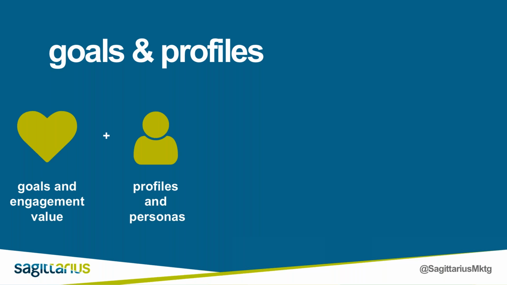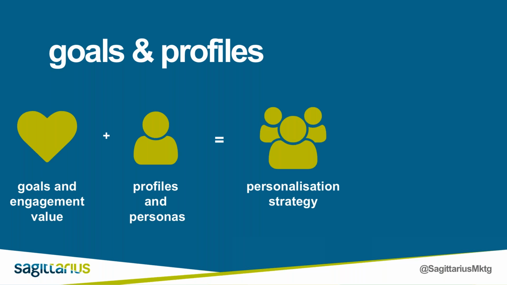There's profiles and personas, which is used to establish the type of user, the type of product they're looking for, or where they are in the purchase funnel. And ultimately, those two things combined lead to your personalisation strategy, which delivers much improved ROI and can deliver up to 19% improved conversions.